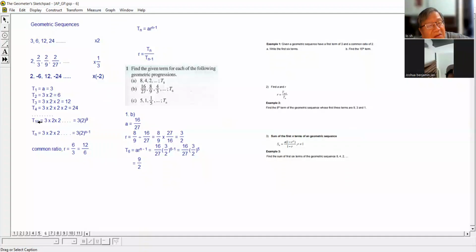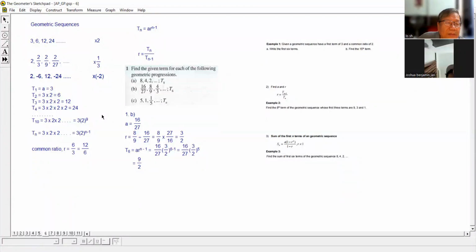Is it 10? No. There will be 9. For T4, there will be only 3. So let's say if I have n, how many 2's are there? n minus 1. So they cannot be n number of 2's because the first one is not a 2. So it's n minus 1. The first one is a. That's why you have to take care of the first one. So there's one less. So it's n minus 1.